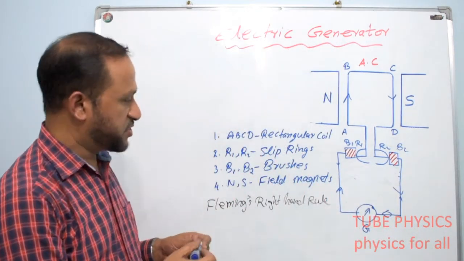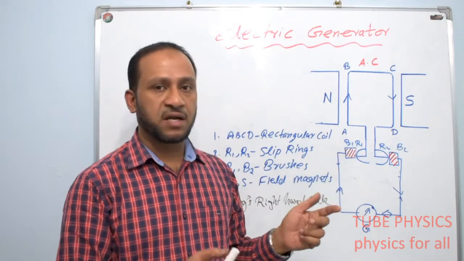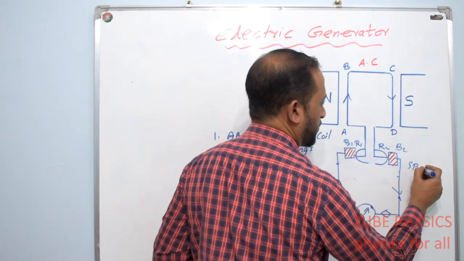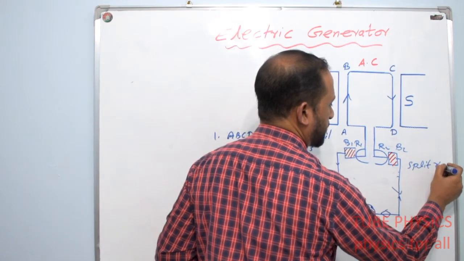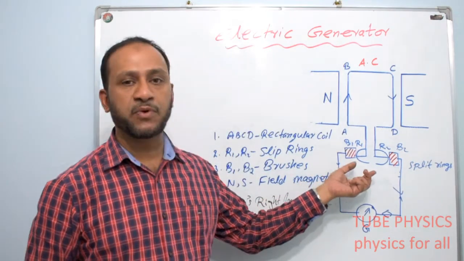Now what is happening in a DC generator? We can see the only difference is here. The slip rings are replaced by split rings. It is called split rings, or it is called a split ring commutator.